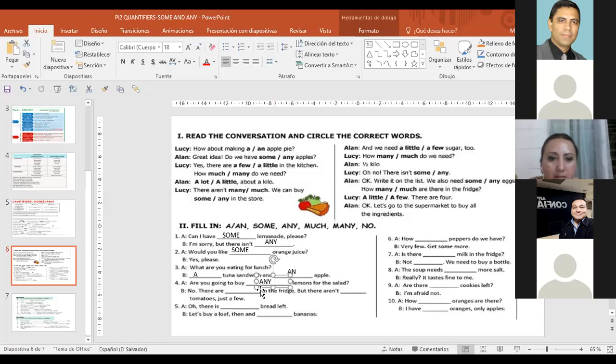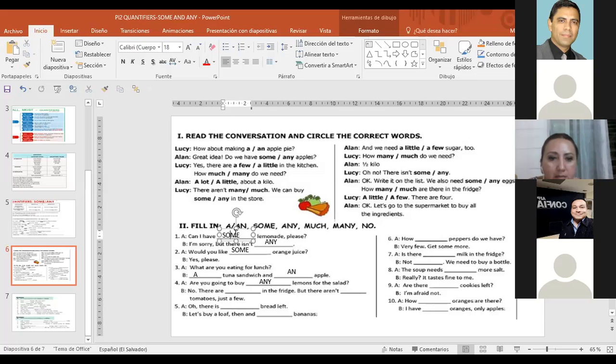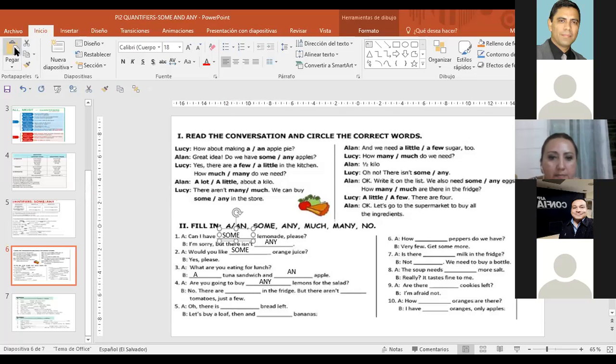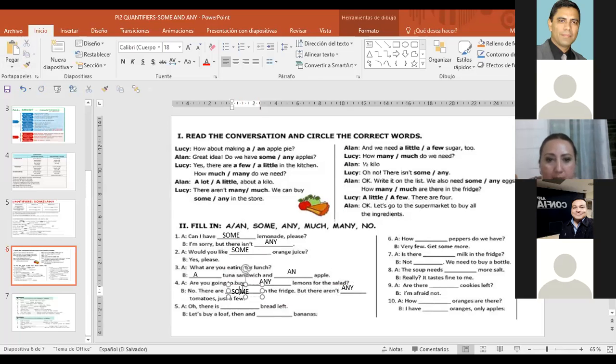There are some in the fridge. Entonces, es una oración afirmativa. There are some in the fridge. But there aren't any tomatoes. Very good. Just a few. What about: there is some bread left. Yes.